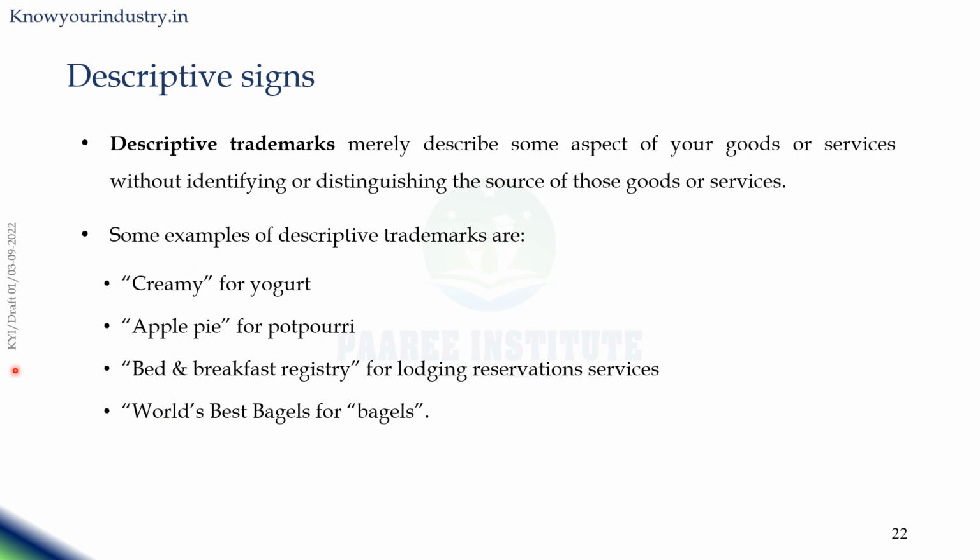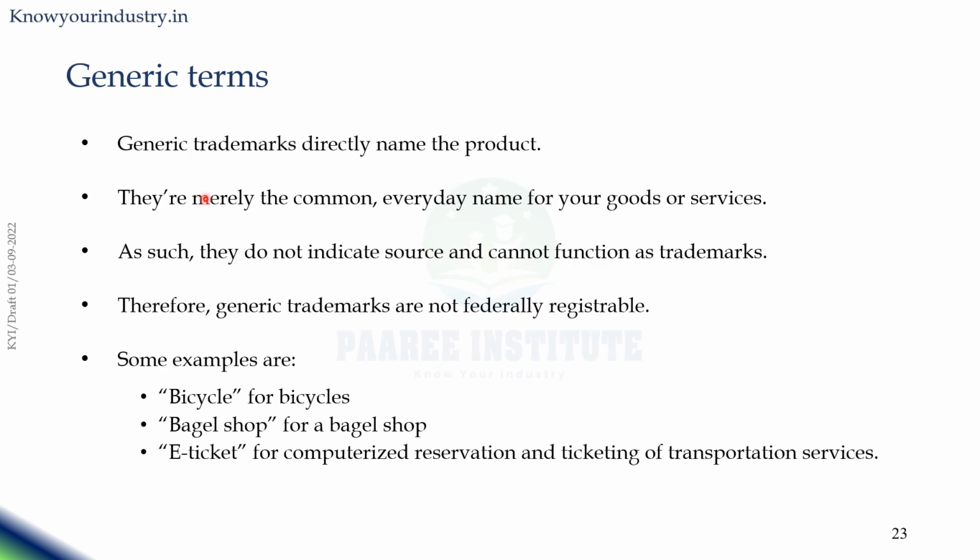So these are trademarks describing the goods or services. They are not identifying or differentiating the source of the goods or services. So they are called descriptive signs. They cannot get registration.